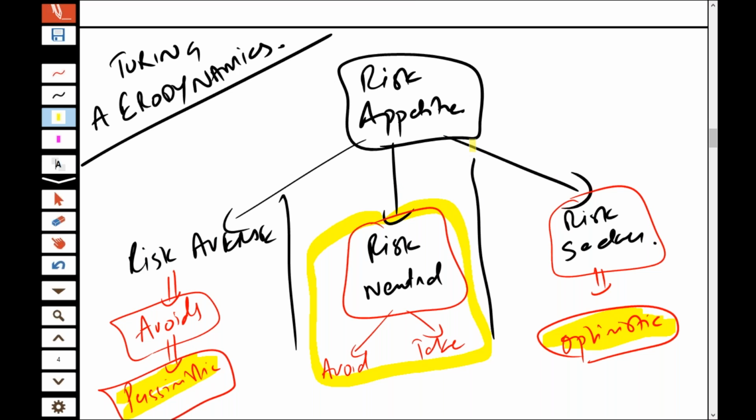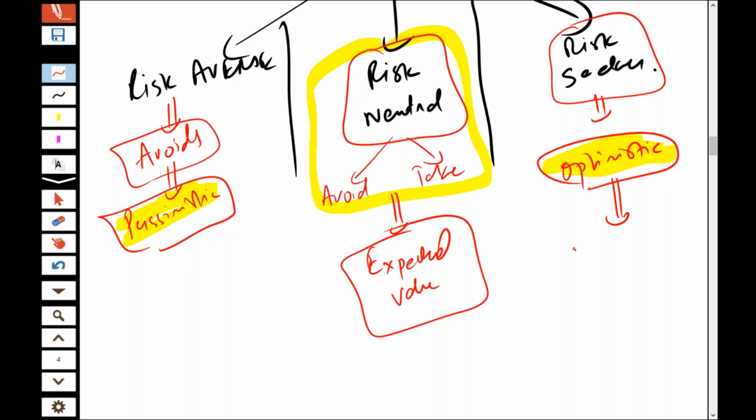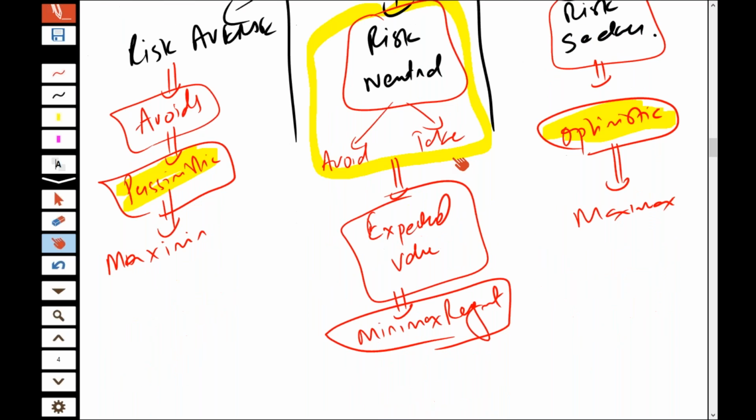Now let's move a bit forward. An entity which is risk neutral would probably be using the expected value technique. A risk seeker would go for a maximax strategy. A risk averse entity is going to go for maximin. And there's also going to be a minimax regret strategy which the risk neutral is going to adopt. So depending upon how your risk appetite is, how much inclined you are towards taking risk, this is how your strategies are going to be.